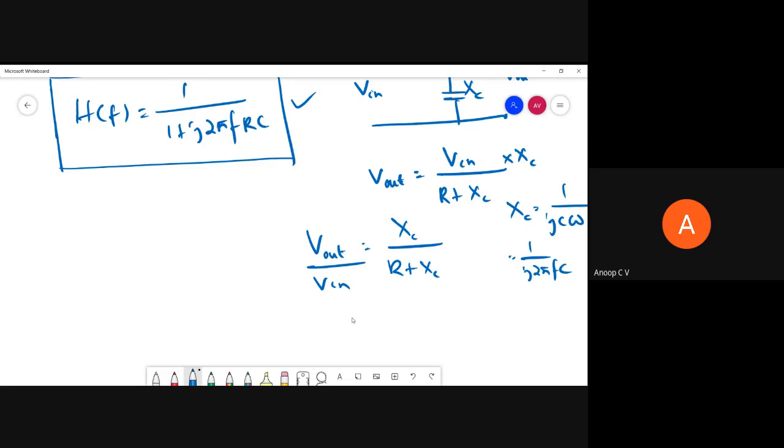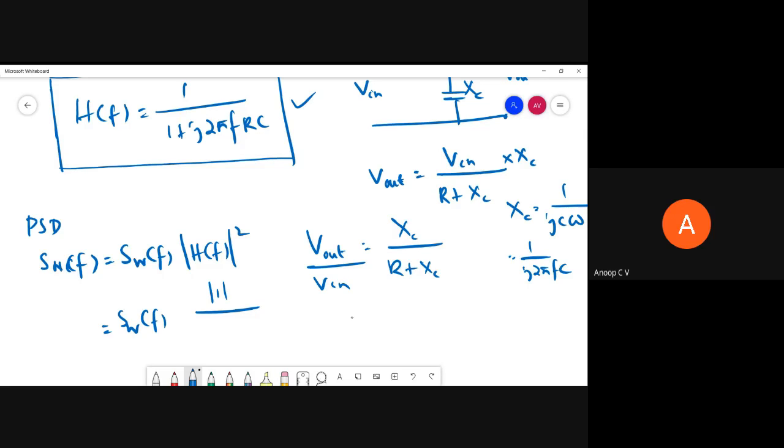So we have H of f. If we have H of f, what will be the power spectral density? Sn of f will be equal to SW of f into mod of H of f squared. H of f is 1 by 1 plus j 2 pi f RC, so mod of H of f will be mod of 1 divided by mod of 1 plus j 2 pi f RC.